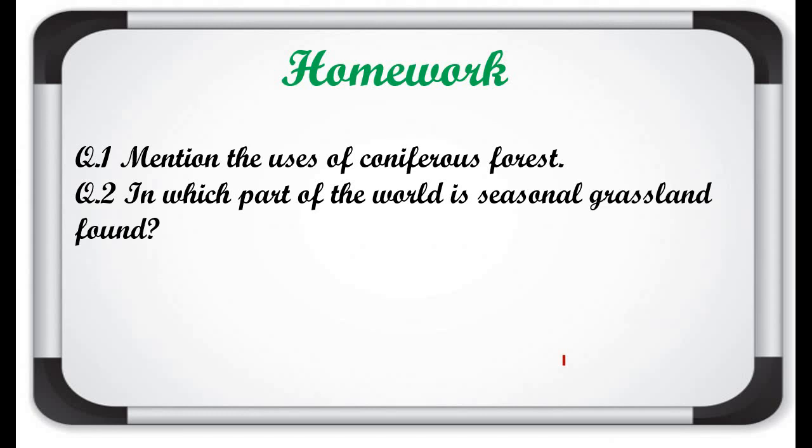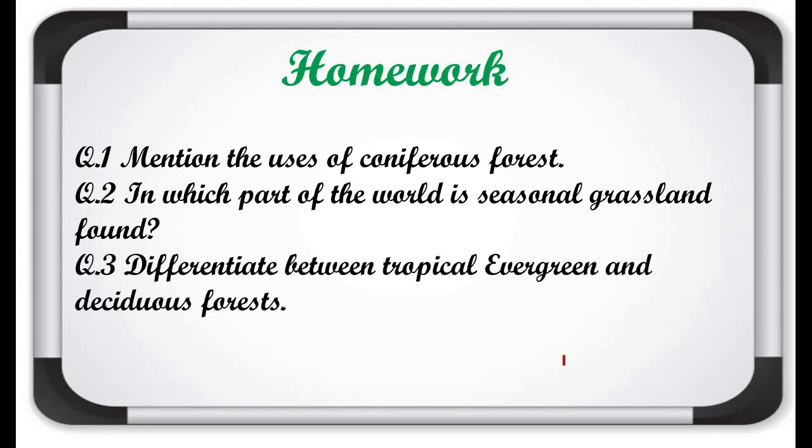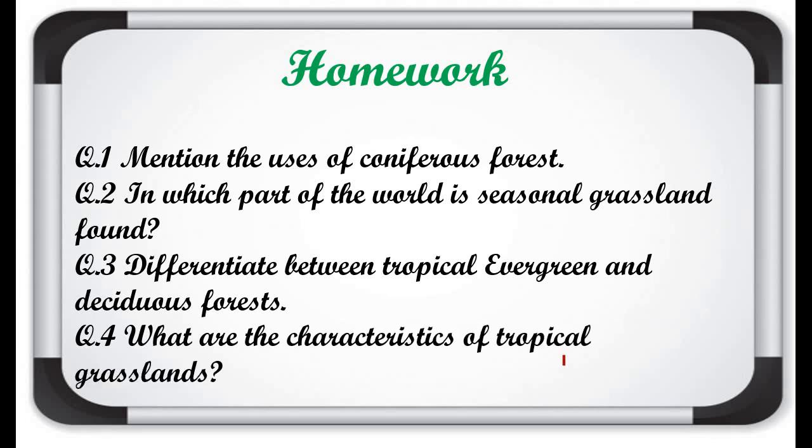Beta, before attempting these questions you have to go through the lecture and the text chapter given in your NCERT book. You have to read the chapter thoroughly. So second question: in which part of the world is seasonal grassland found? Question 3: differentiate between tropical evergreen and deciduous forest. Question 4: what are the characteristics of tropical grasslands? So you have to solve these 4 questions and write the answers in your field notebook.